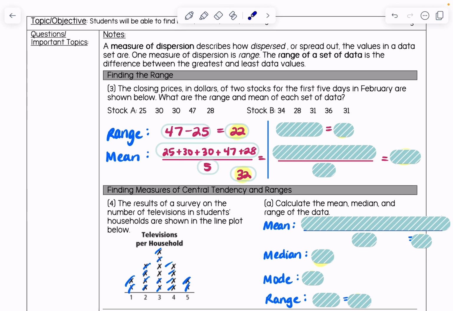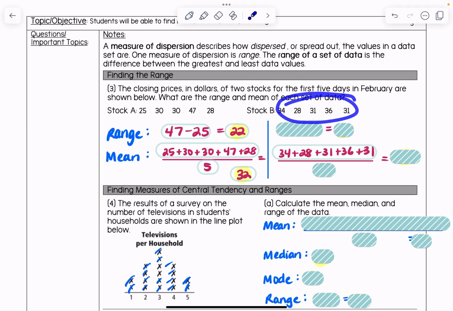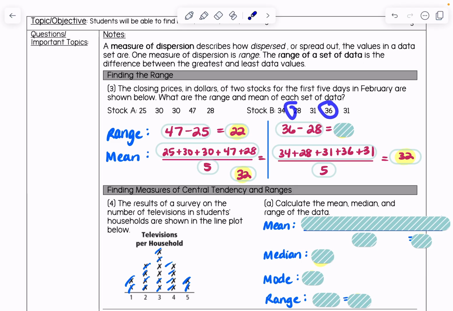Feel free to pause and try to find the range and mean of stock B. For stock B, I'm going to add up all of these numbers and divide by the number of data points there, which is 5. The mean is 32. For the range, I'm going to do the largest number minus the smallest number, or 36 minus 28 to get 8.